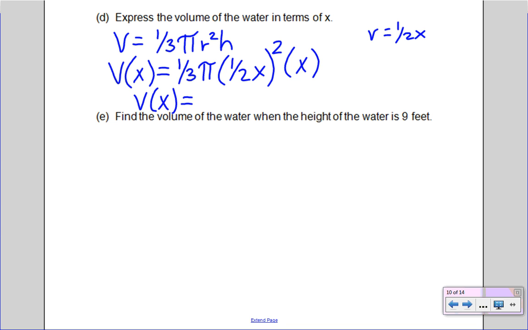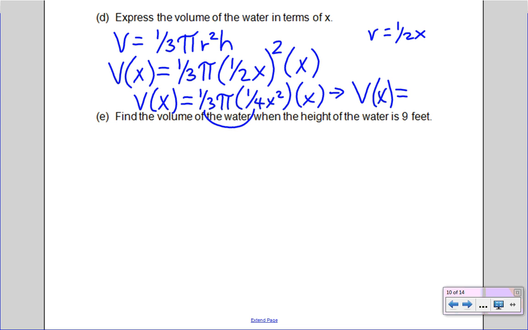Now let's simplify that. So I've got 1/3 pi, and squaring the radius gives me 1/4 x squared. Then let's simplify that down even more and multiply the fractions together. So 1/3 times 1/4 is 1/12.